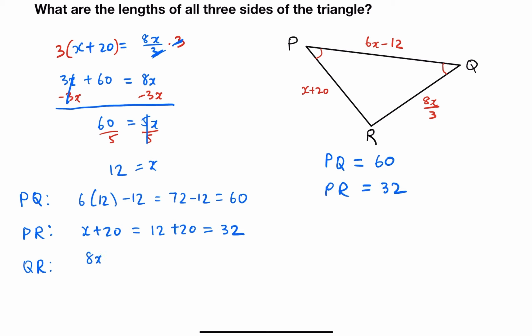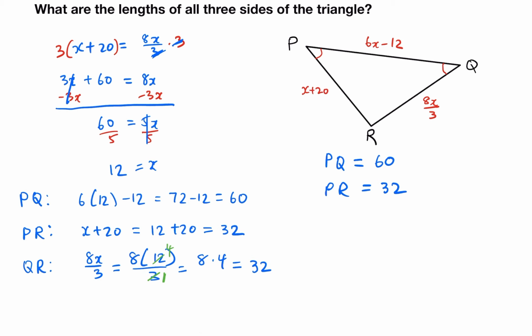And then QR is 8x divided by 3. We're going to replace x with 12, which is what we solved right here, and divide this by 3. So this is going to equal 8 times 4. The reason I did that was I pulled out a 3 from 12, so we're left with 4, and we pull out a 3 from the denominator, so we're left with 1. So 8 times 4 is equal to 32 as well.